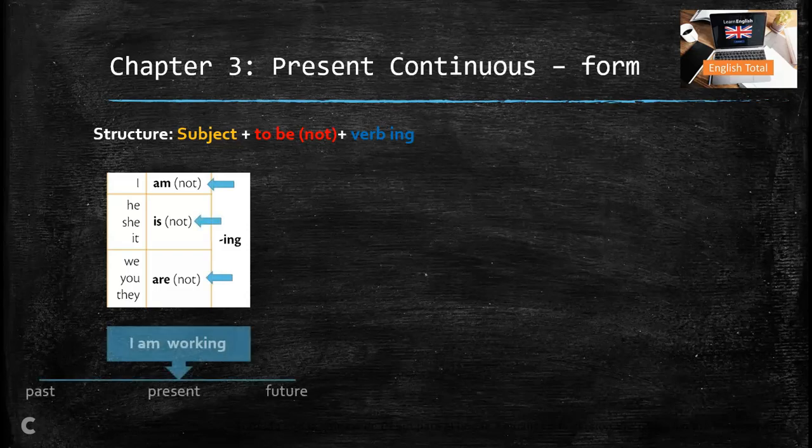Take a look at this timeline. As we said earlier, the present continuous is used to describe actions that are in progress in present. Let's look at some examples.